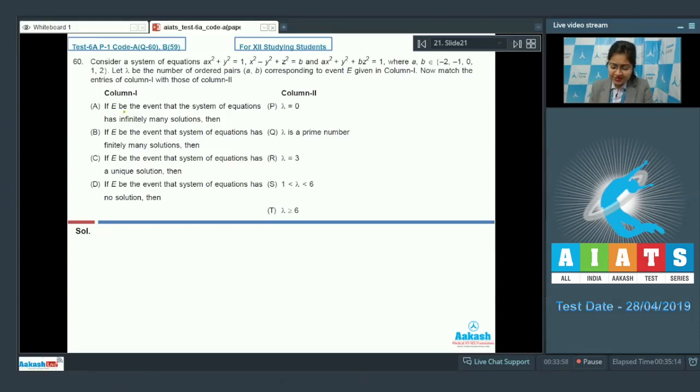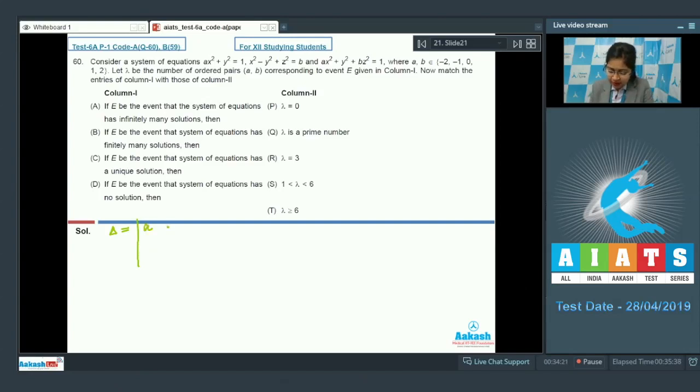Option A says that E be the event that the system of equations has infinitely many solutions. For this, firstly we have to find the values of delta 1, delta 2 and delta 3. So let us start the question. The value of delta will be equal to. Here we are assuming the system of equations in x square, y square and z square, right?